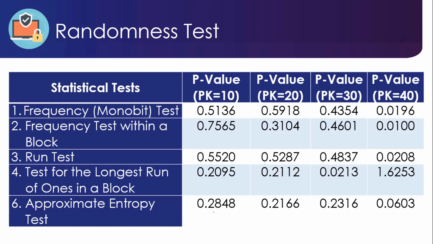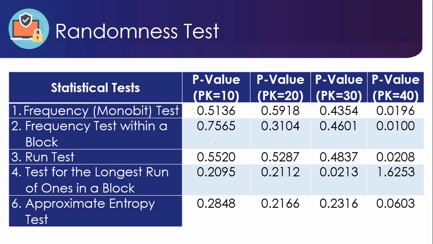So it cannot actually be predicted, because it is randomized. Based on this, if the plain key is 10, 20, 30, and 40, the value is more than 0.1, so it means it is random. So 0.51, and for the frequency test within a block it is 0.75.